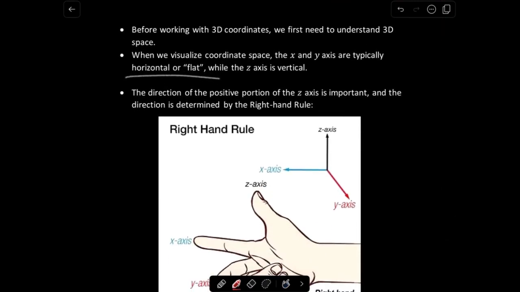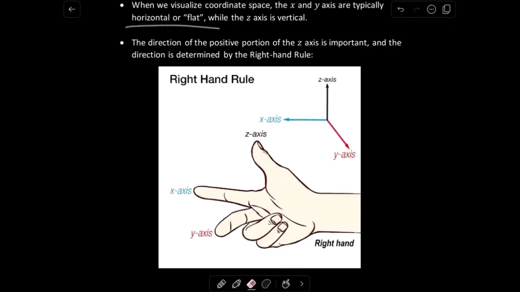Now, the direction of the portion of the z-axis is very important, and the direction is determined by the right-hand rule. So what I want you to do is go through the right-hand rule with me.